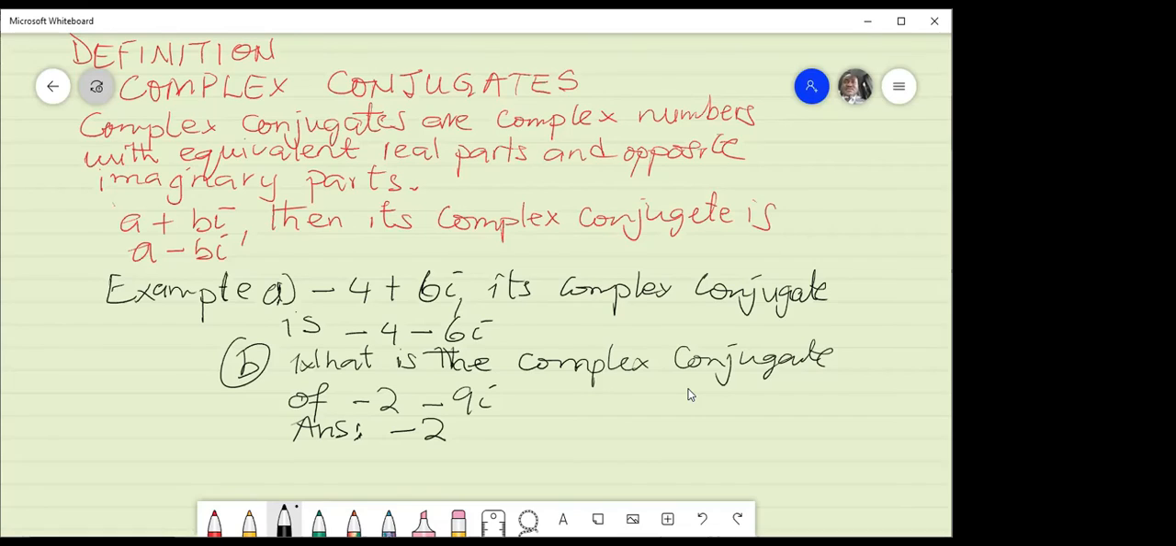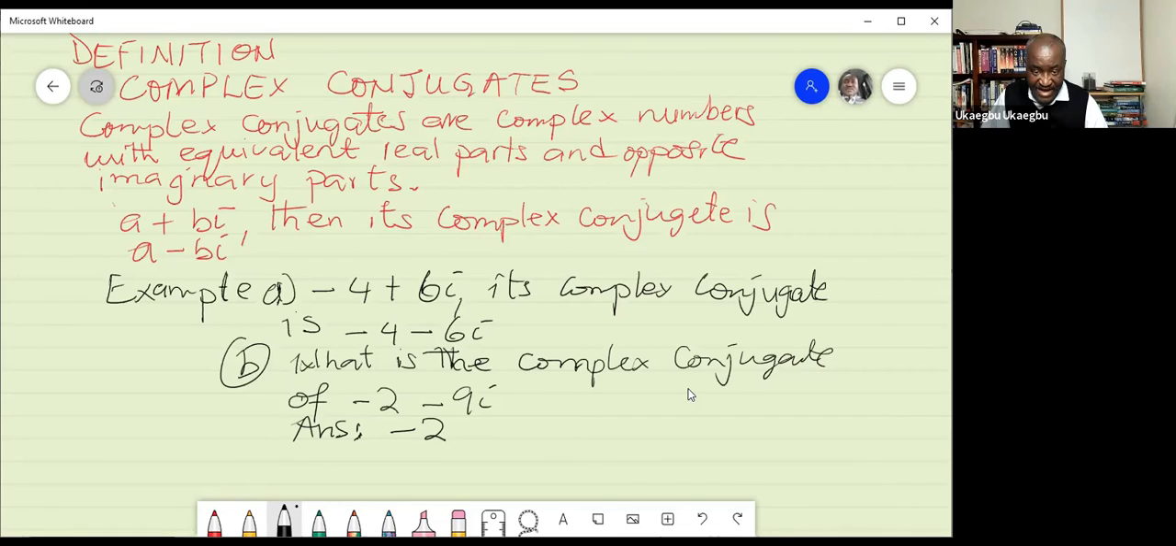So, is this kind of similar to absolute value? No. There's a slight difference. It looks like it is. Hold on, I will explain. So it is negative 2 plus 9i.